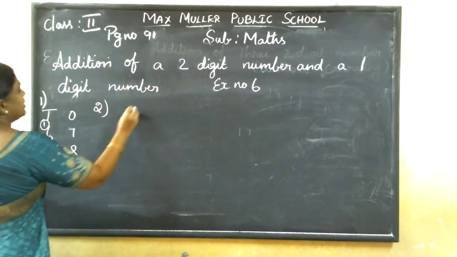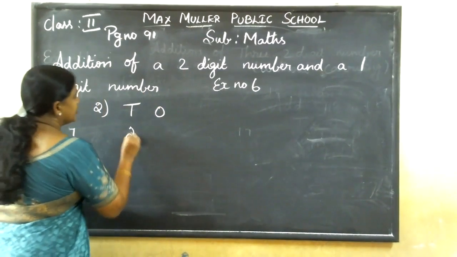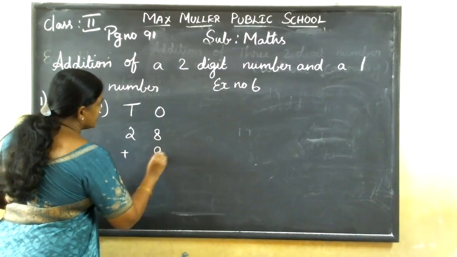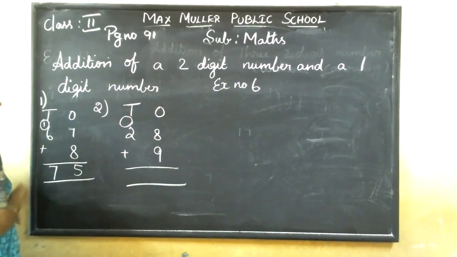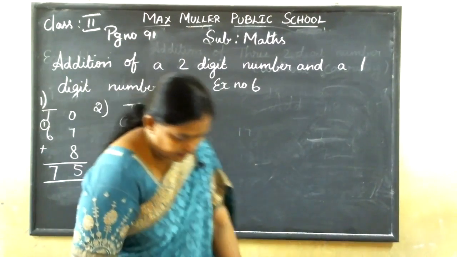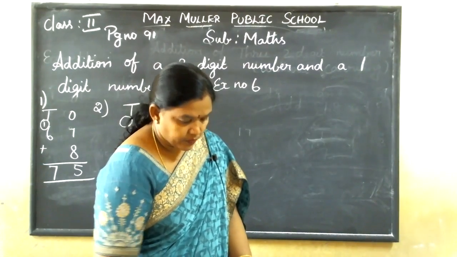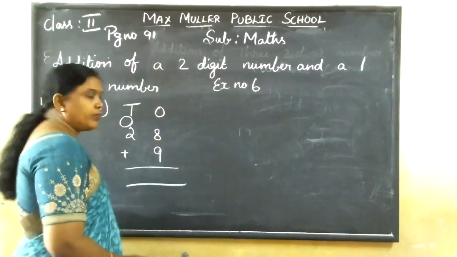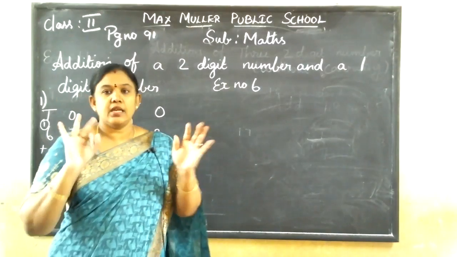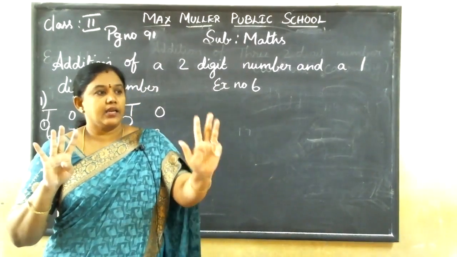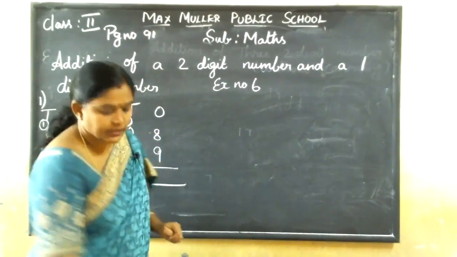Second one, tens, ones. 28 plus 9. See, whenever we do addition, you want to use the plus sign. They have already given it in the textbook. When you are writing in the rough note, classwork, or homework, don't forget to put the plus sign. Understood, children? 8 in the mind, 9 on the fingers. After 8: 9, 10, 11, 12, 13, 14, 15, 16, 17.